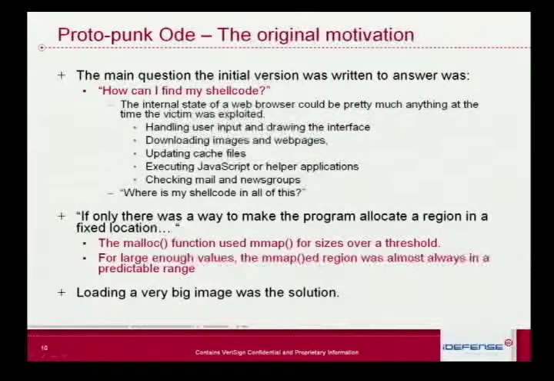I thought, well, how can I make the program use one fixed place? With the way malloc works, once a certain size threshold is reached, it uses mmap to allocate a region. And if you make the region large enough, it tended to be in a predictable space. I could just use any return address which was in that range.